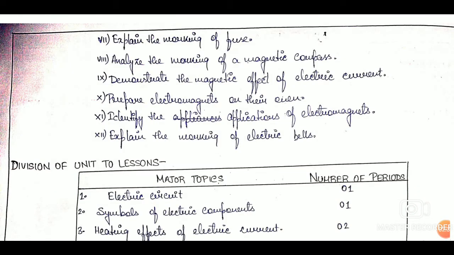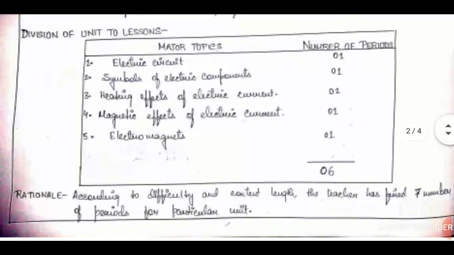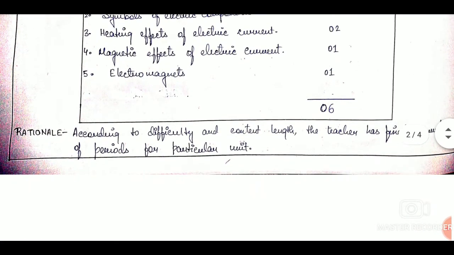We are continuing with the overall goals of the unit. You can pause the video or take a screenshot whenever you want to. Division of unit to lessons. We have already seen in our previous video that it is nothing but how many periods will be required to complete a particular unit. And finally, the rationale. Here we will mention how many periods we are going to take.